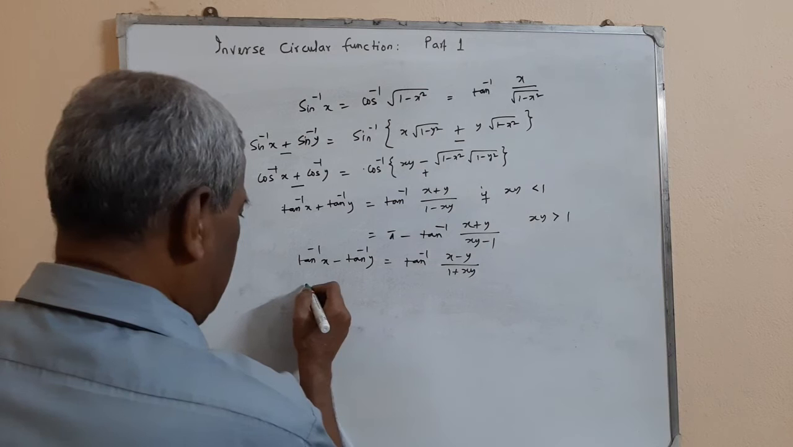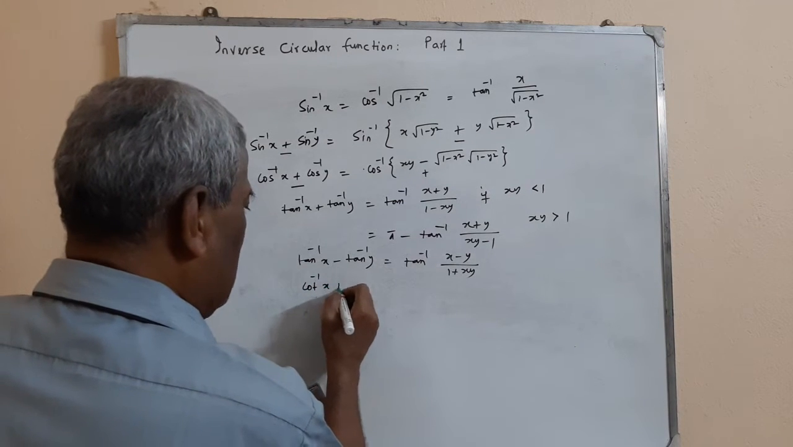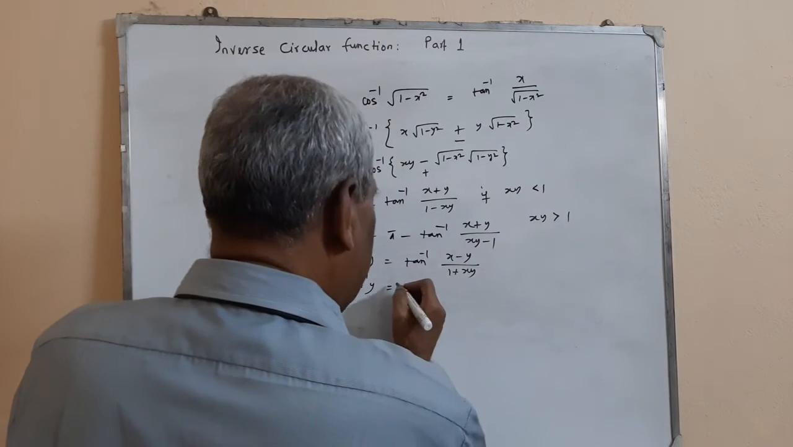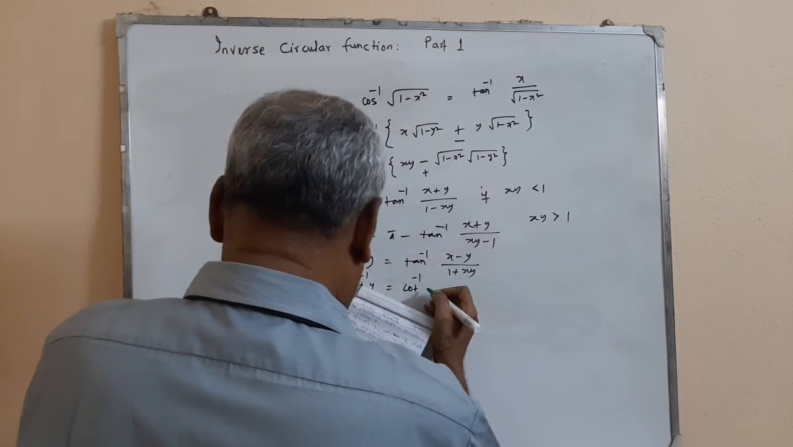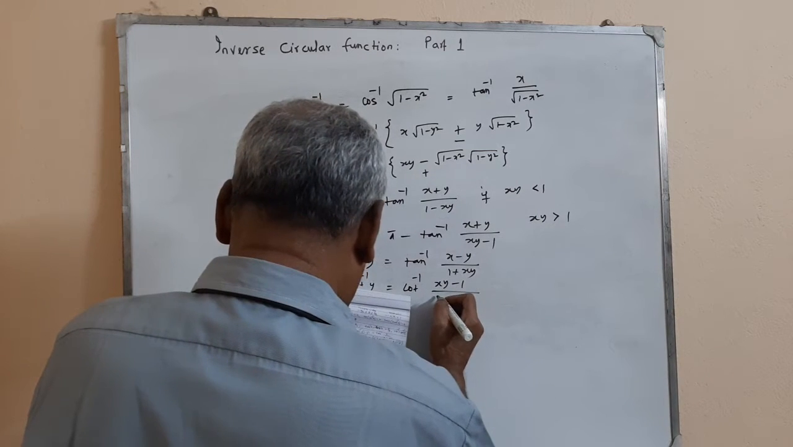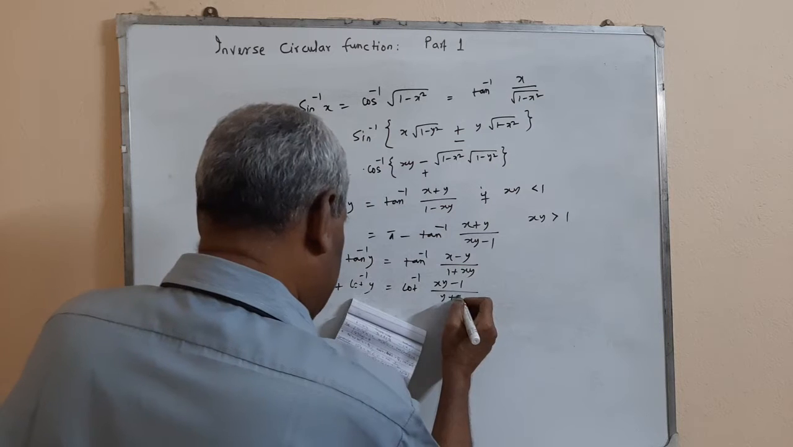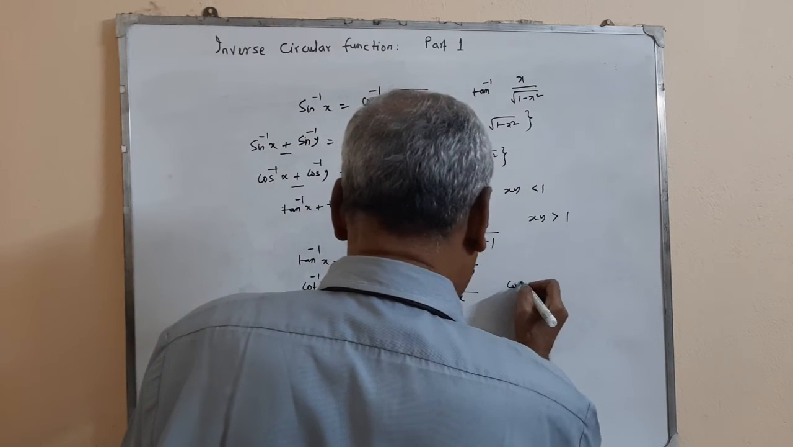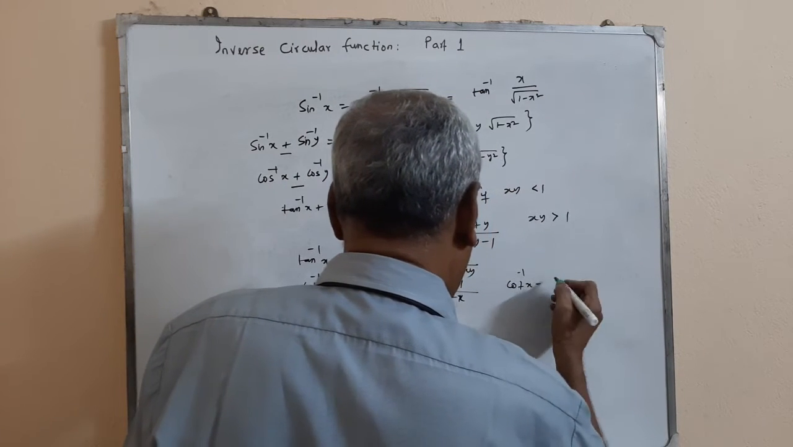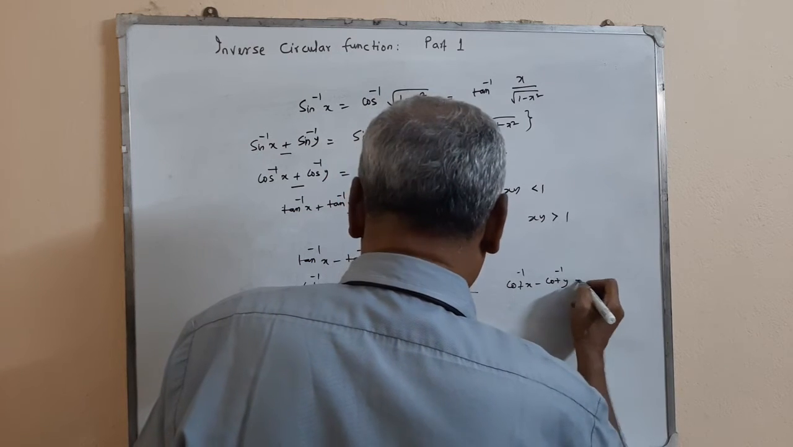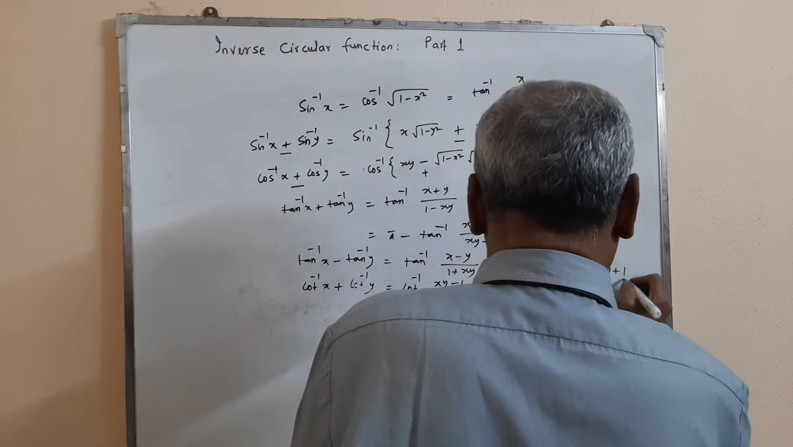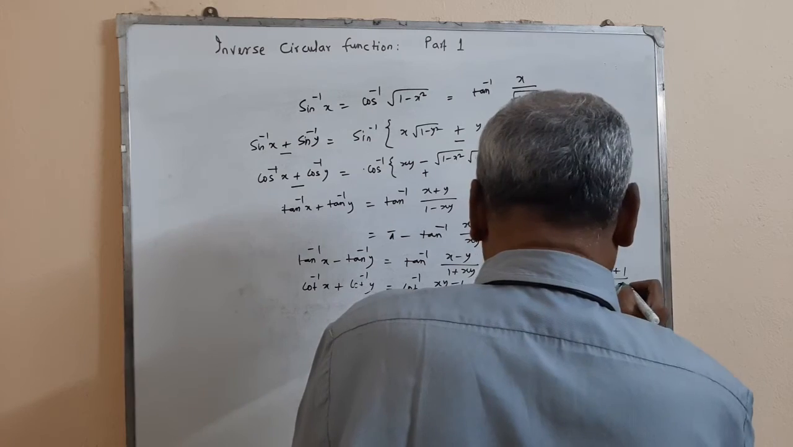Cot inverse x plus cot inverse y is equal to cot inverse of xy minus 1 by y plus x, and cot inverse x minus cot inverse y is equal to cot inverse of xy plus 1 divided by y minus x.